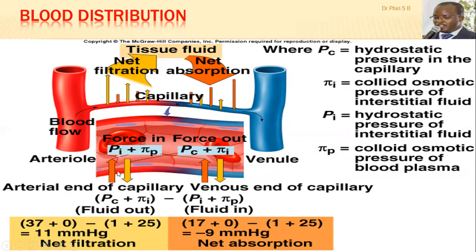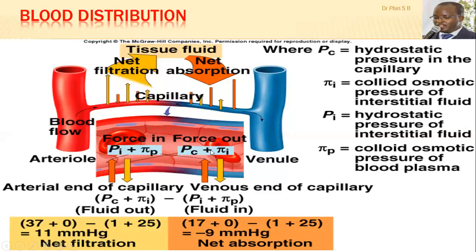Here you have two forces that will facilitate that movement. You have the oncotic pressure within the capillary, which is about 25, and the hydrostatic pressure within the interstitial, which is about 1. If you get the difference of this, it's giving you 11 millimeters of mercury. This is the net filtration pressure that is going to facilitate filtration of the fluids because it's a positive force.